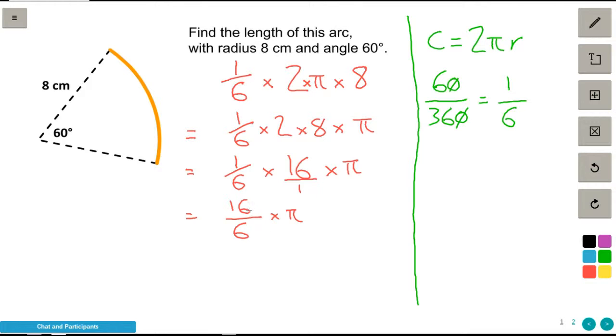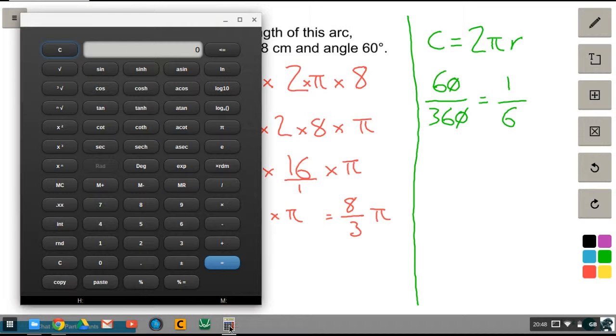From there, we can now look to simplify the fraction a bit. So 16 over 6, we can divide top and bottom by 2, and that's going to give us 8 over 3 lots of pi. Having worked through those steps, we've now got something much easier to put into our calculator, so we're much less likely to make mistakes with that. So pulling out my calculator then, here we go.